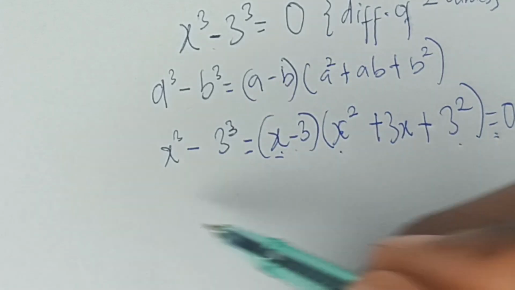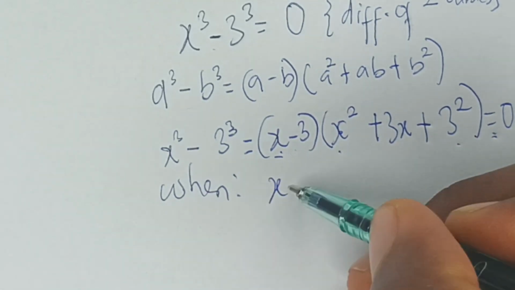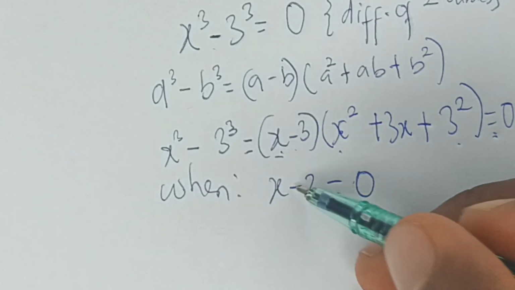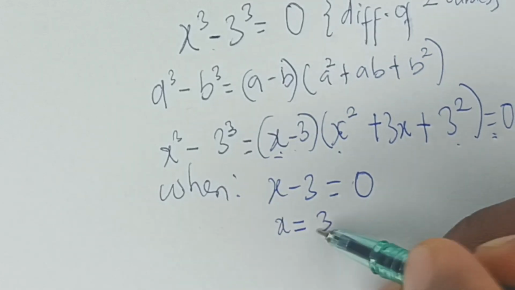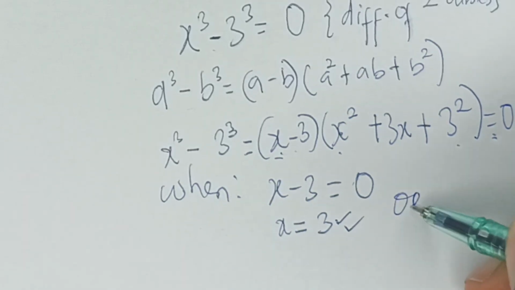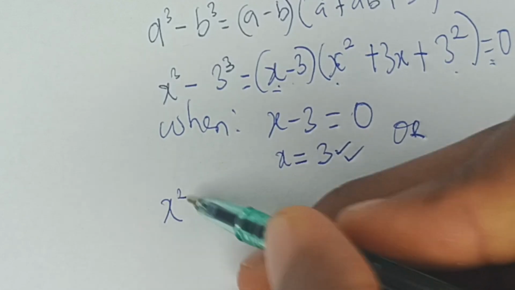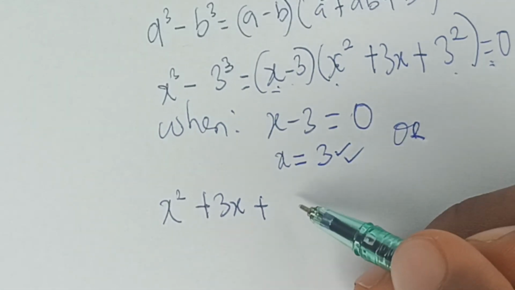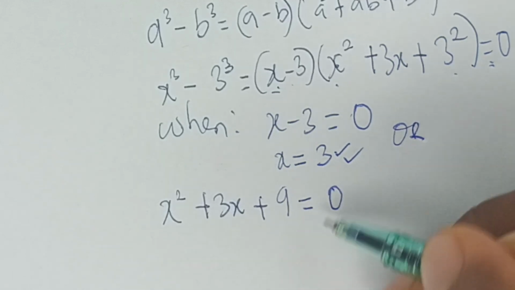So when this is equal to 0, for example, when x minus 3 is equal to 0, we see from here that if we cross 3 over, we have that x is equal to 3. Or, x squared plus 3x plus 3 squared, which is 3 times 3, which is 9, is equal to 0.